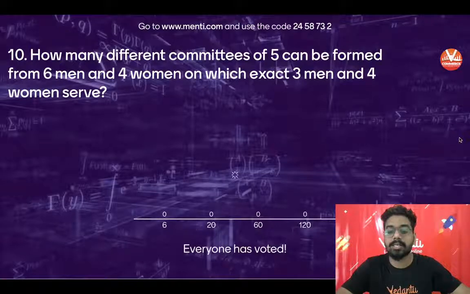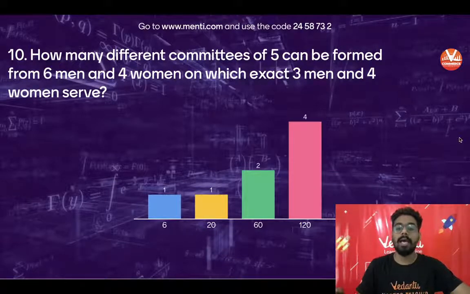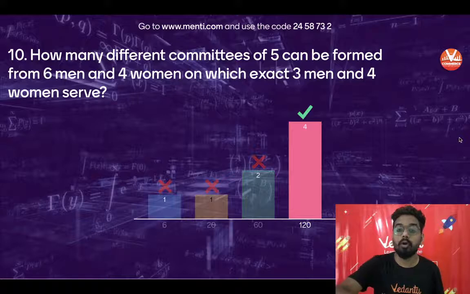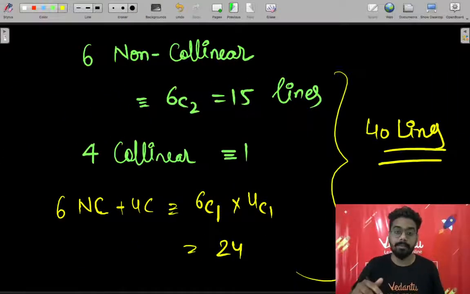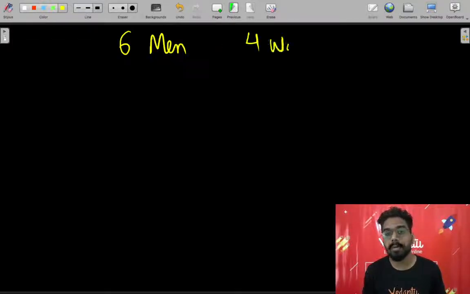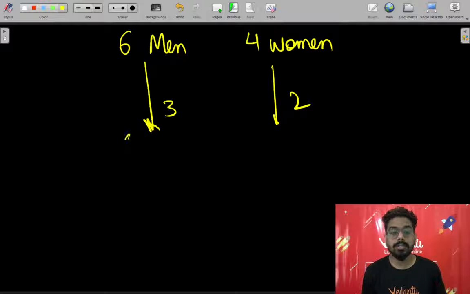Yes, so 6, 5, 4, and the correct answer is given by 4 of you. Let's see who is the winner. Winner we will check, but before that let's solve this question. We are having 6 men and 4 women. Out of them, I need 3 men and 2 women. So 6C3 and 4C2.